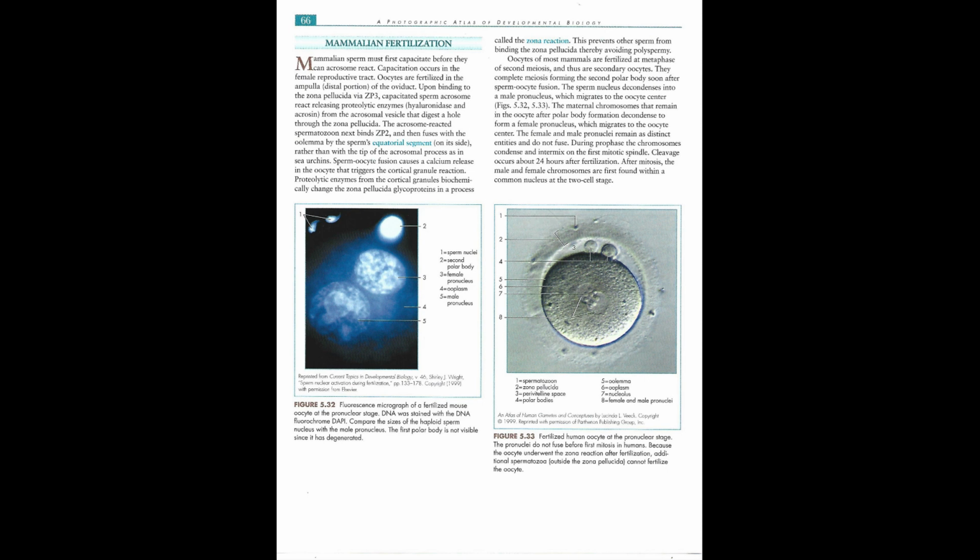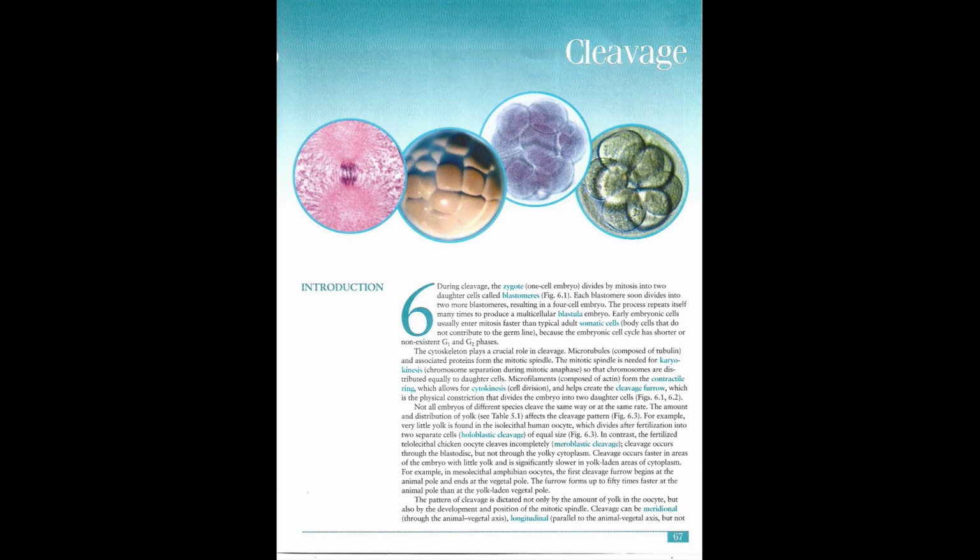During prophase the chromosomes condense and intermix on the first mitotic spindle. Cleavage occurs about 24 hours after fertilization. After mitosis, the male and female chromosomes are first found within a common nucleus at the 2-cell stage. During cleavage, the zygote, one-cell embryo, divides by mitosis into 2 daughter cells called blastomeres, Fig 6.1. Each blastomere soon divides into 2 more blastomeres, resulting in a 4-cell embryo. The process repeats itself many times to produce a multicellular blastula embryo.